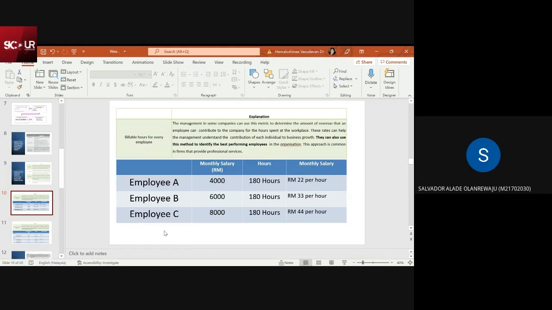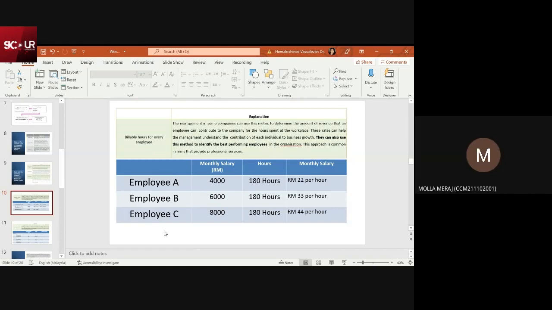We can see employee C is collecting 44 ringgit per hour, while employee B is collecting 33 ringgit per hour, while employee A is collecting 22 ringgit per hour. So the company is paying them more per hour due to their grade also. That is your reason. Yes, Prof. Okay, what about other people?